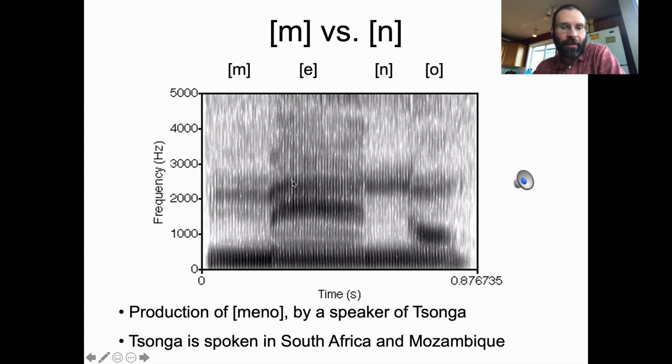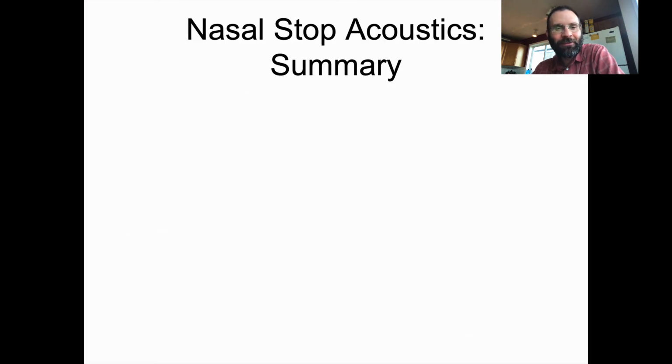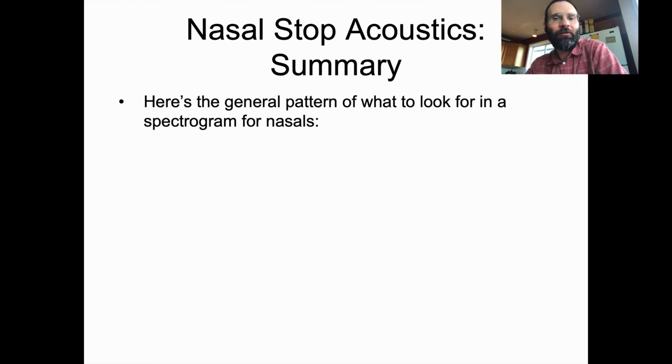Other cues for nasal place of articulation would be, say, the transitions you get into and out of them, which look like the transitions you get for stop place of articulation, but we'll talk about that more next time. Yeah, and I got little arrows here, which I forgot about pointing out, where you should see the anti-formants for these two creatures. Okay, so in summary, what do we get when we see a nasal in a spectrogram?